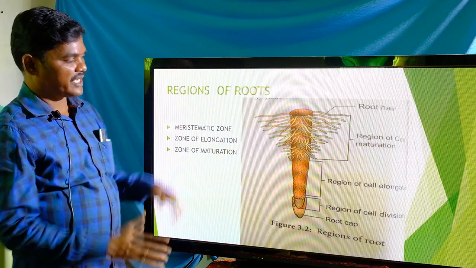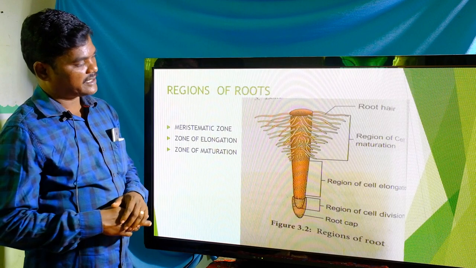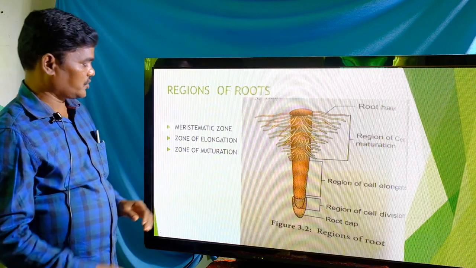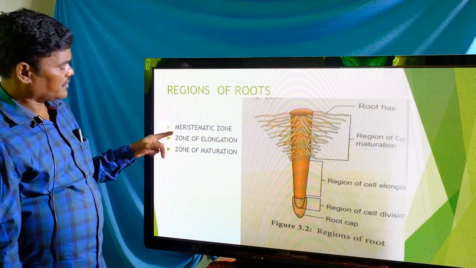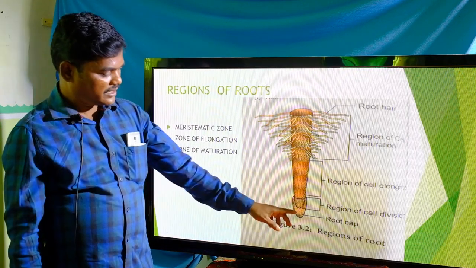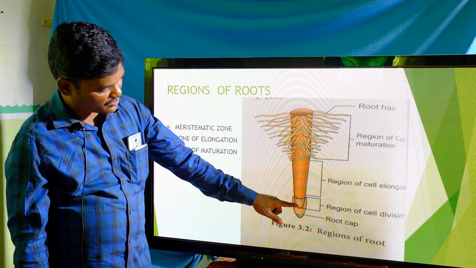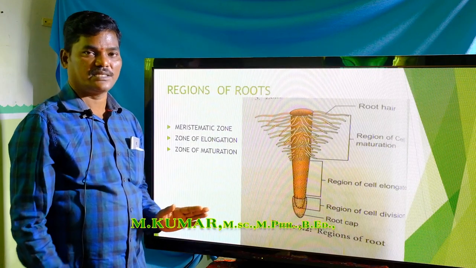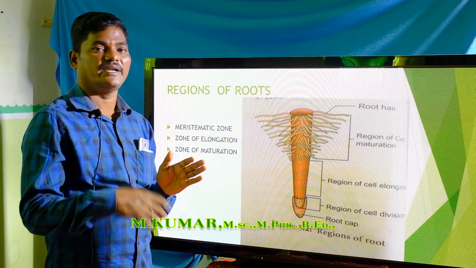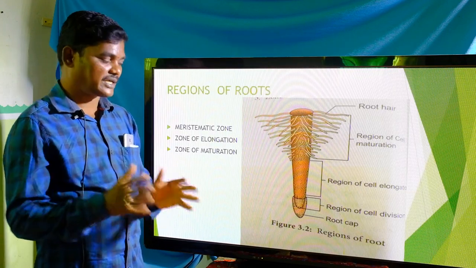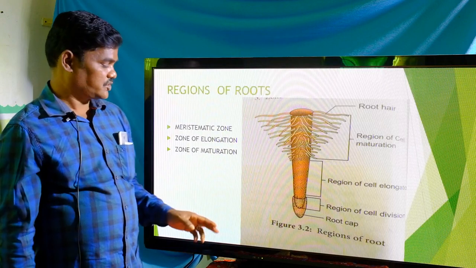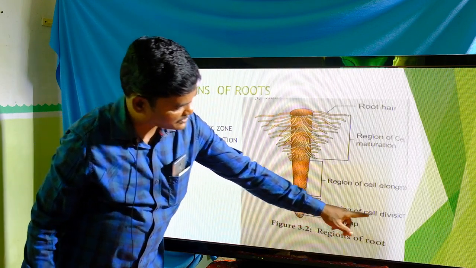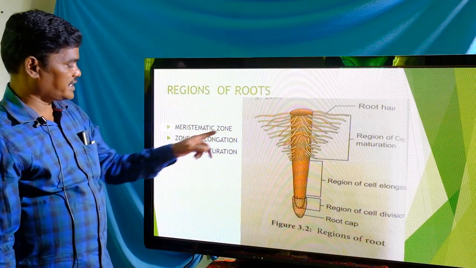Regions of the root. If you take the tap root system, clearly understand that it has four regions. One is the meristematic zone. See here the root tip, it has a special type of cells called meristematic cells. Meristematic cells means the cells divide and produce new cells always. That capacity is called meristematic, and that type of region is called the meristematic zone. Here is the region of cell division.